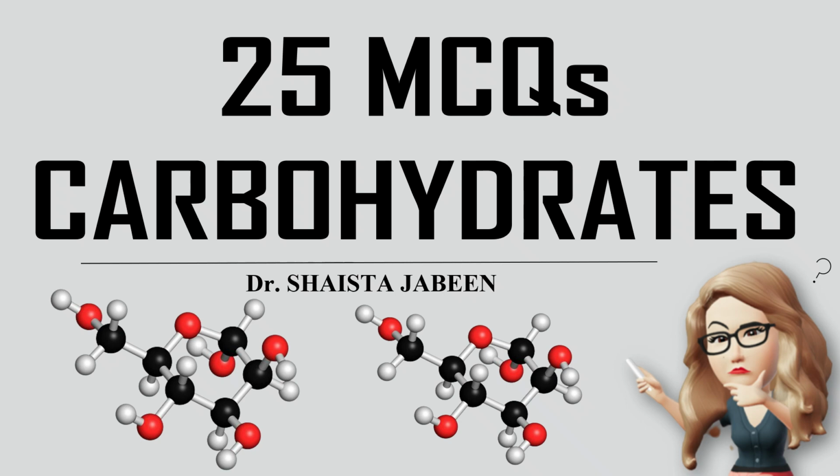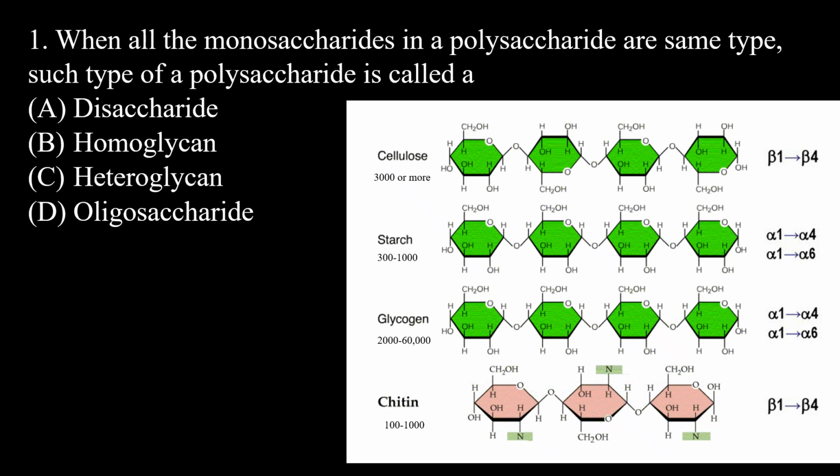In this video, you will learn about how to attempt some MCQs on carbohydrates. Question number 1 is, when all the monosaccharides in a polysaccharide are of same type, such type of polysaccharide is called option A, disaccharide, B, homoglycan, C, heteroglycan, D, oligosaccharide.